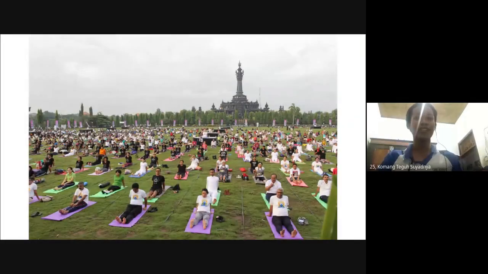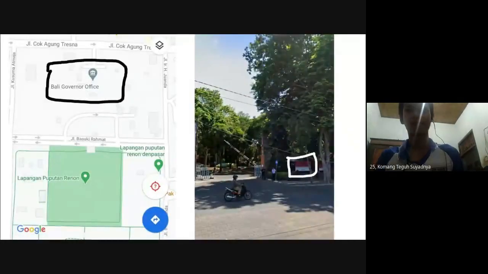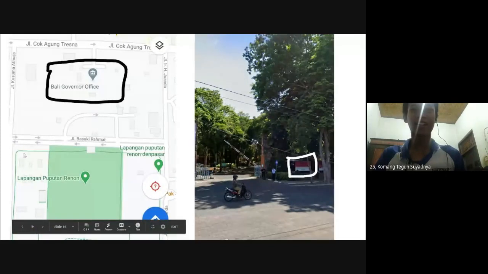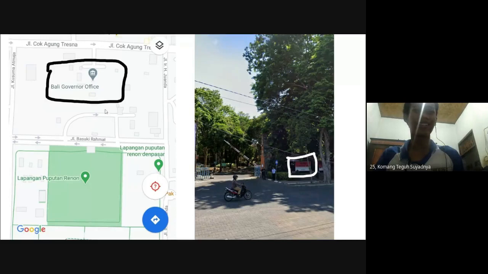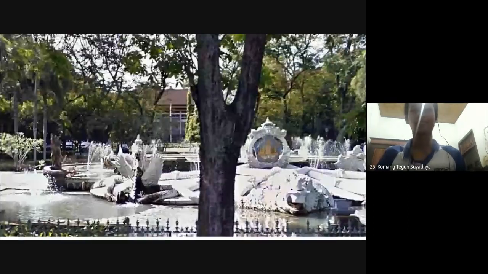For your information, the Renon area is also the Bali government office area. So this is the Niti Mandala Renon that you saw just now, and this is the Bali governor office. This is also the Bali governor office.